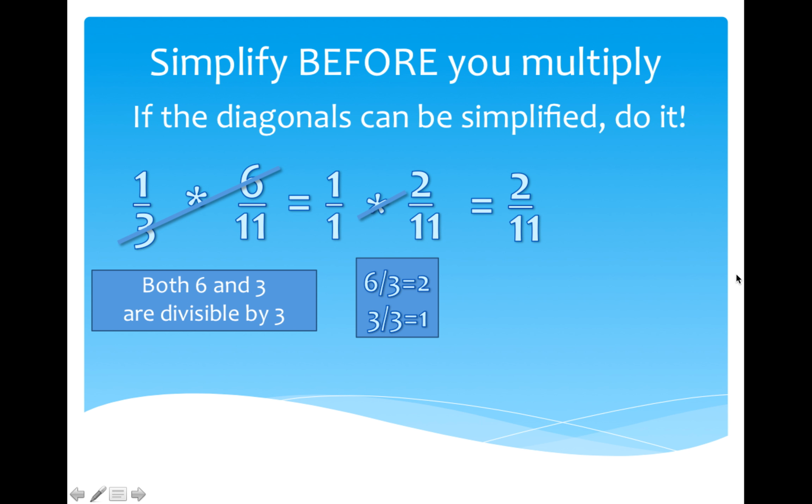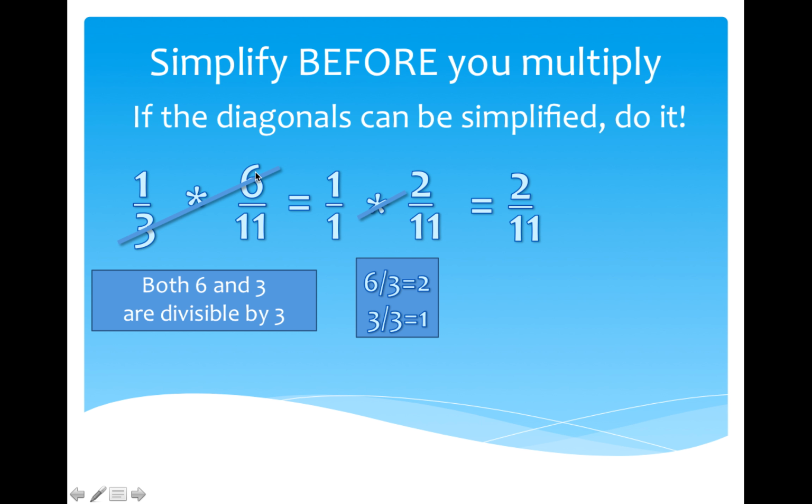One important thing to know here is simplification can be difficult, but if you're multiplying, you can simplify before you even multiply. So you look at the diagonal numbers. You would look at 3 and 6, and you'd look at 1 and 11. Well, if 1 over 11 were a fraction, could you simplify it? No. What if 6 over 3 were a fraction? Could you simplify that? Well, yes, they're both divisible by 3.